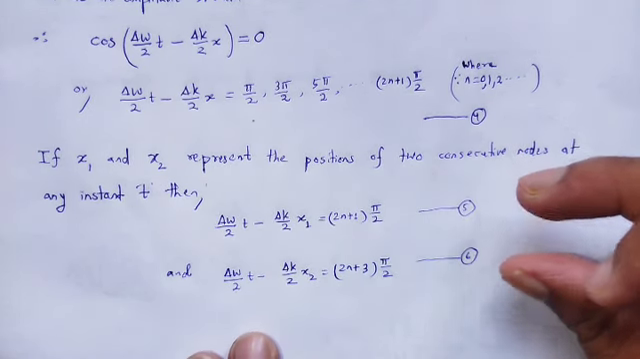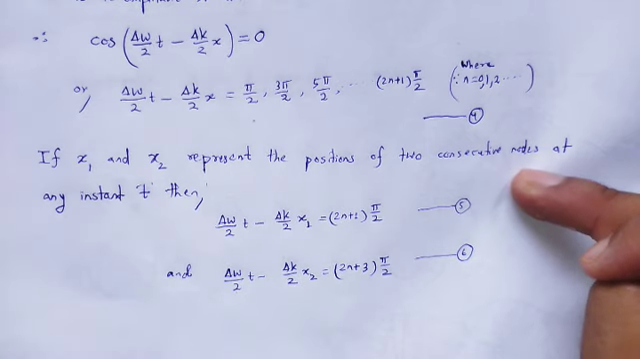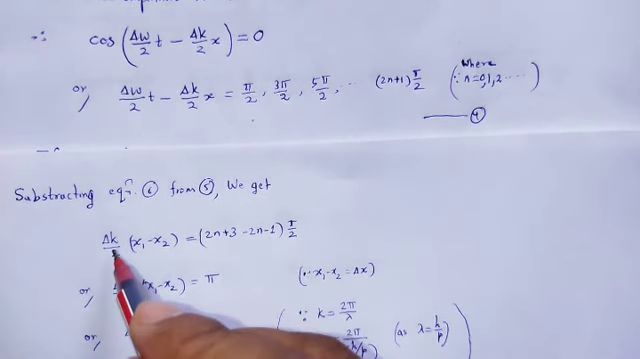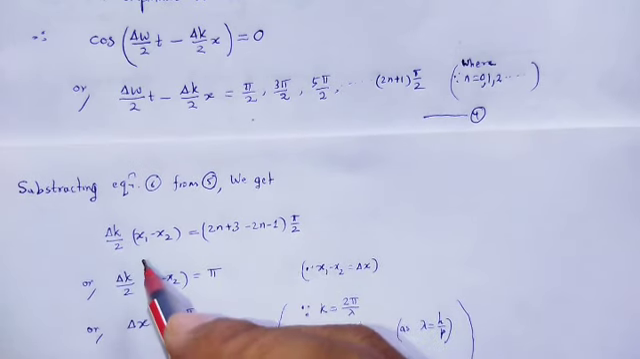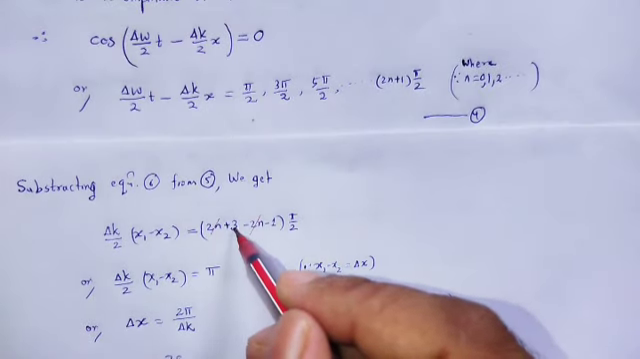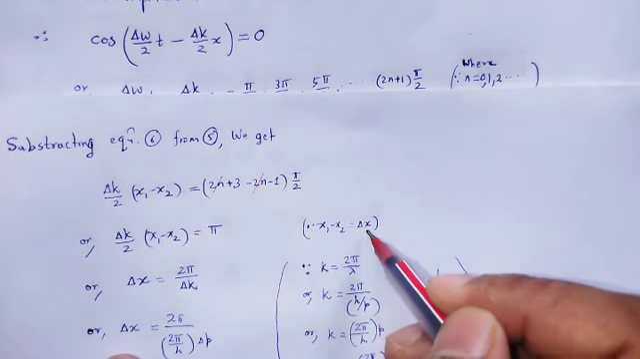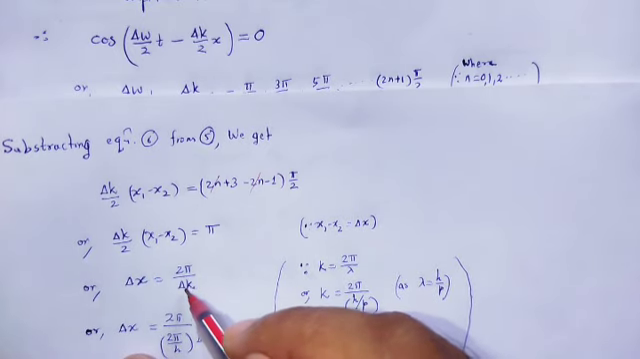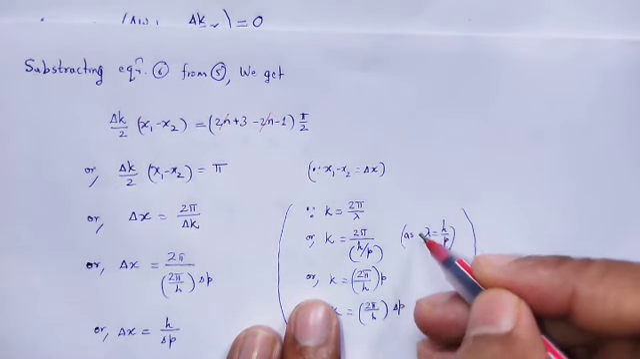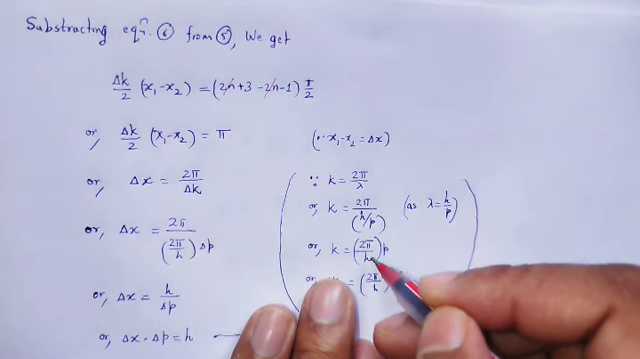What is the difference between these two? Subtracting equation number 6 from equation number 1, we get del k by 2 into x 1 minus x 2. So 2n cancels out, 3 minus 1 is 2, the 2s cancel out, that is pi. In place of x 1 minus x 2 we substitute del x. So del x is equal to 2 pi divided by del k, as k is equal to 2 pi by lambda. From the de Broglie hypothesis, lambda is equal to h by p. In place of lambda we substitute h by p. So k is equal to 2 pi by h into p.